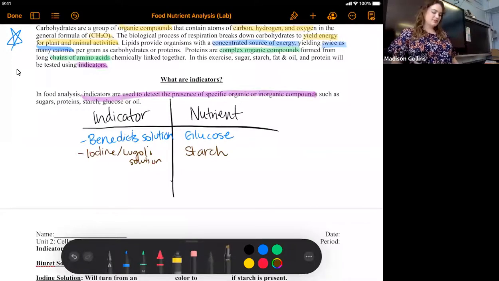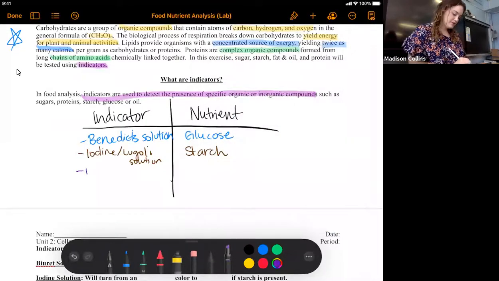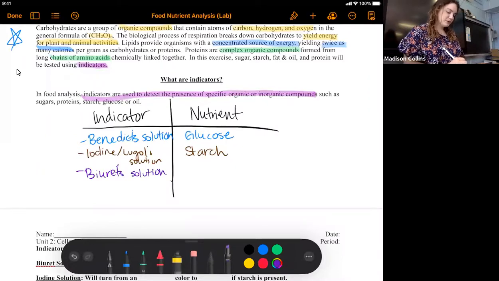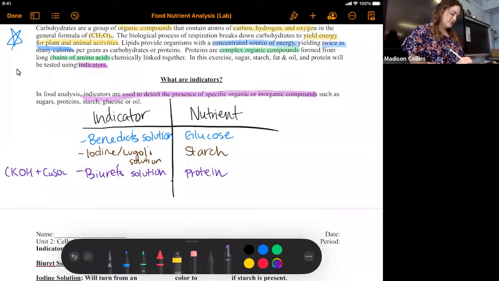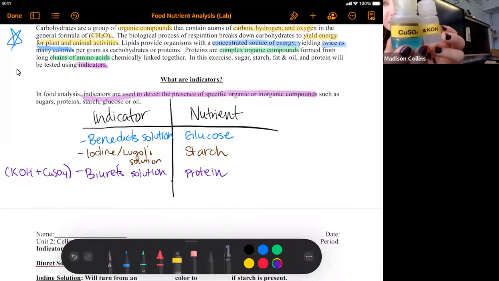So we're going to call this Biuret solution. And with Biuret solution, we're going to be testing for the presence of protein. And I told you that Biuret solution looks a little bit different because we actually have to use 2 different compounds. We have to use KOH, which is potassium hydroxide, and CuSO4, which is copper sulfate. So we have to use these 2 different compounds right here, copper sulfate and potassium hydroxide.